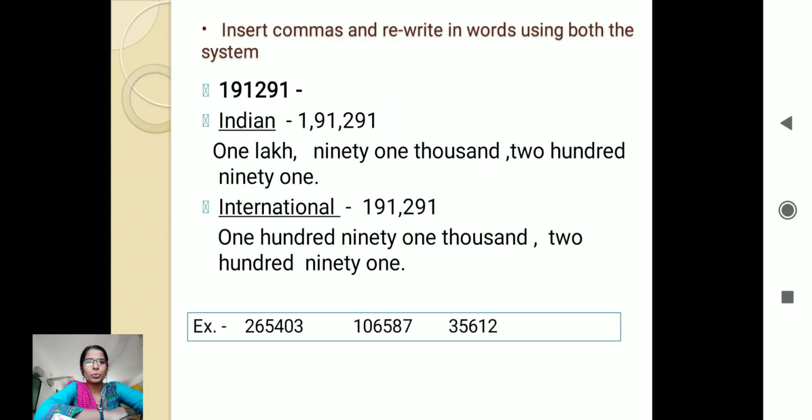Right? Now, here see certain examples I have given. You try out with me. Now, like the first number is 265403. Now, in Indian system, how will you read this? This is a 6-digit number, isn't it? So, this 6-digit number, how will I read it? In Indian system, I'll put commas 1, 2, 3, comma, 1, 2, comma. So, 2 is in lakhs period. I got to know that.